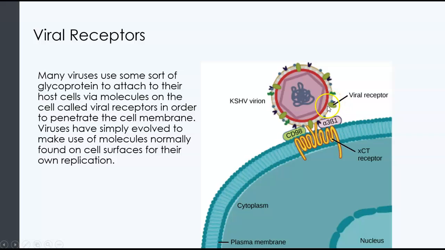So this oval green molecule is called a viral receptor. And what's going to happen is it is going to combine and have a shape that will match up with a receptor on the membrane of the host cell. And that's going to be the attachment phase. And by the way, the KSHV, that stands for Kaposi sarcoma virus.